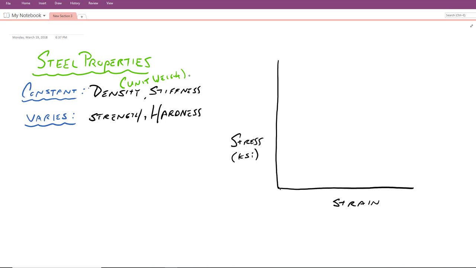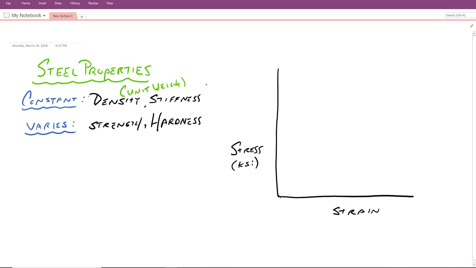That remains constant. Another thing that remains constant is the actual stiffness of the material, and by stiffness, we're talking about the material stiffness here. That would be the modulus of elasticity E that we're used to seeing. I'm going to highlight stiffness because that becomes one of the key properties that we want to capitalize on.